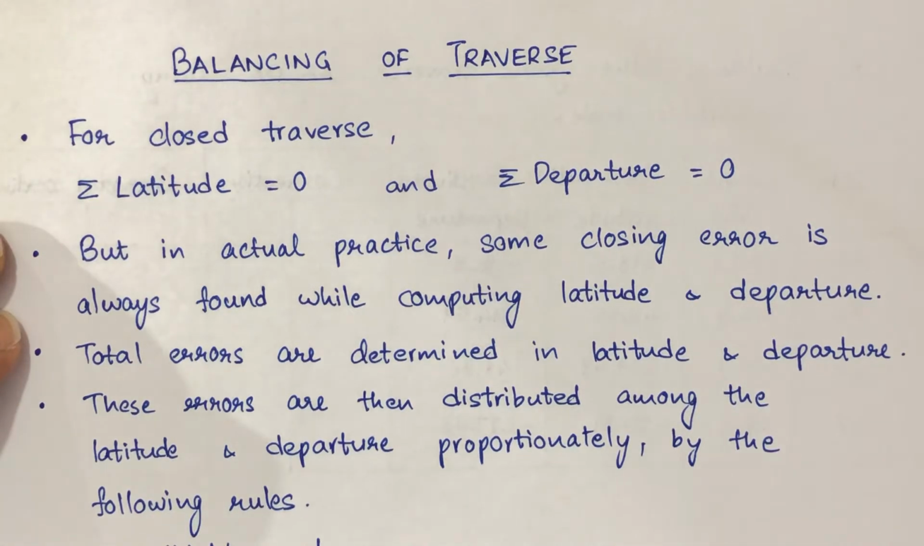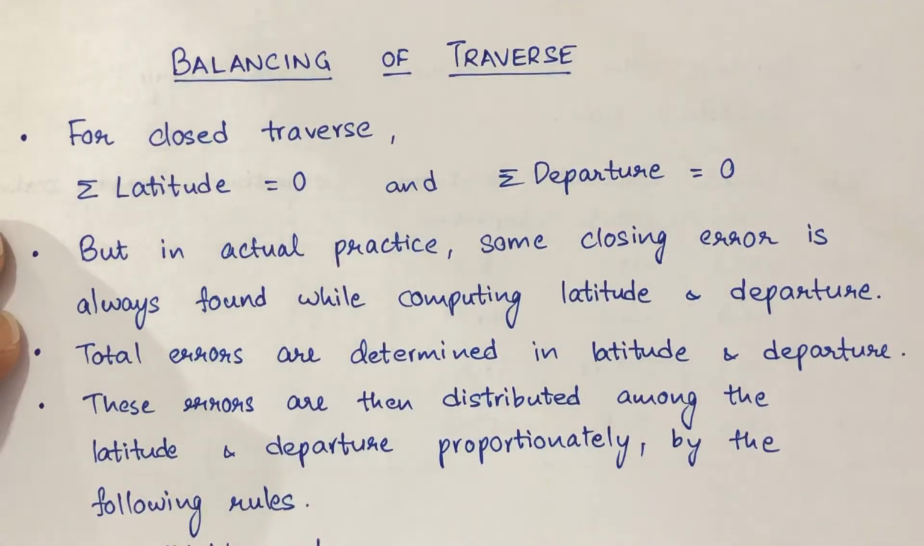Hello all. We have already seen theodolite traversing. In theodolite traversing, if the traverse does not close to its start point, then it is known as an open traverse, and there will be some closing error in that open traverse. So how to balance that closing error is what the topic is all about today.